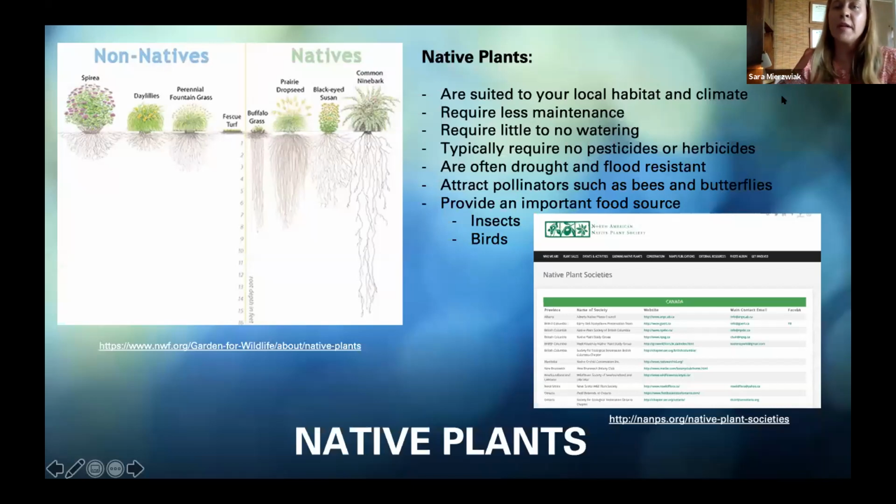So why are native plants important? They're more suited to your local habitat and climate. They require much less maintenance. They should hypothetically require little to no watering, no pesticides or herbicides. They're often drought and flood resistant, and they attract those pollinators such as bees and butterflies that both Christine and Kathleen were talking about. They also provide an important food source for birds and insects.